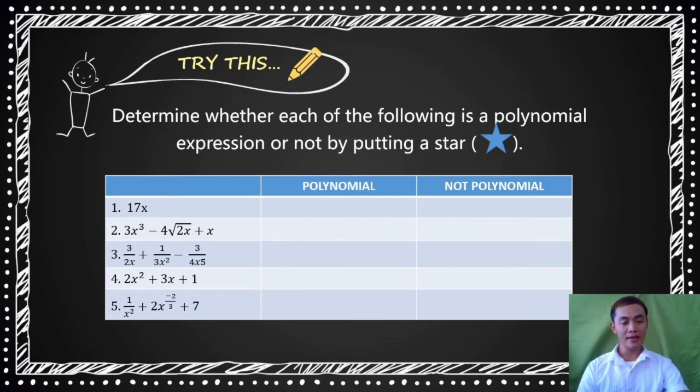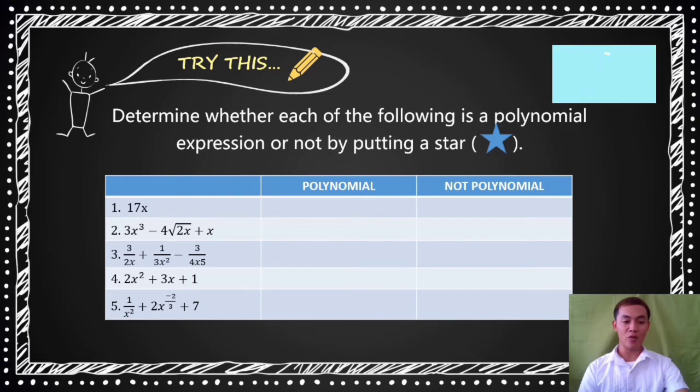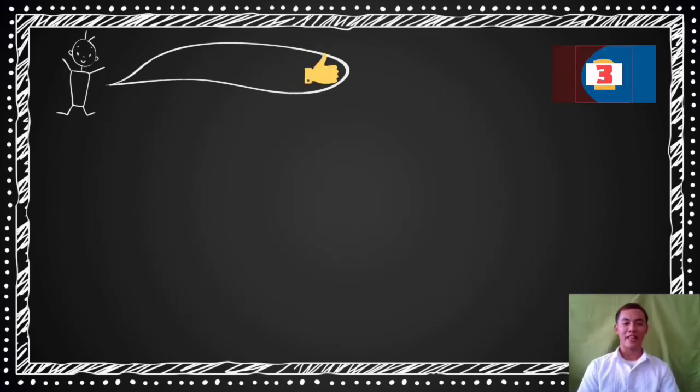We have number 1, 7x. Number 2, 3x squared minus 4 square root of 2x plus x. Number 3, 3 over 2x plus 1 over x squared plus 3 over 4x to the 5. Number 4, 2x squared plus 3x plus 1. Number 5, 1 over x squared plus 2x raised to negative 2 over 3 plus 7. Have you got the correct answer? Let's check it out. Now, my dear students, let's check your answer.